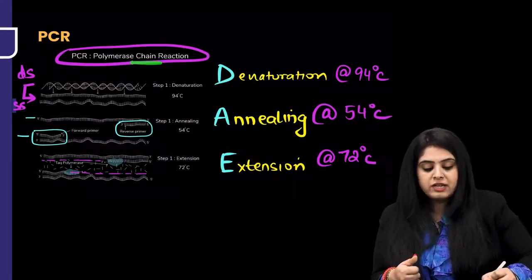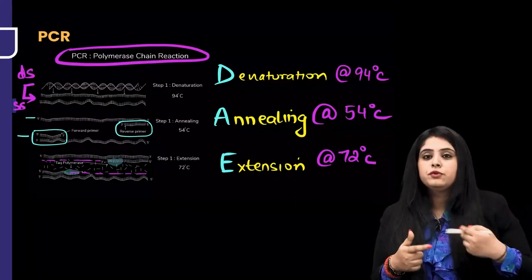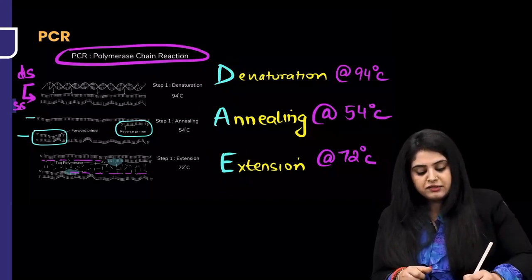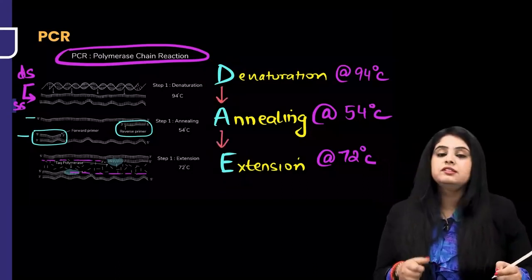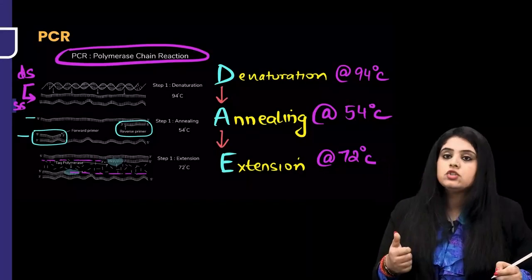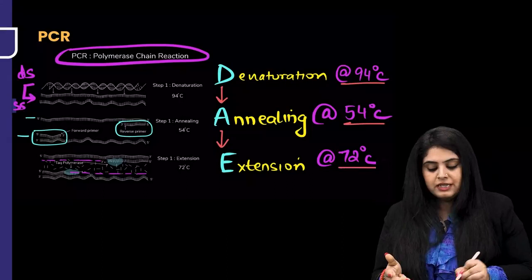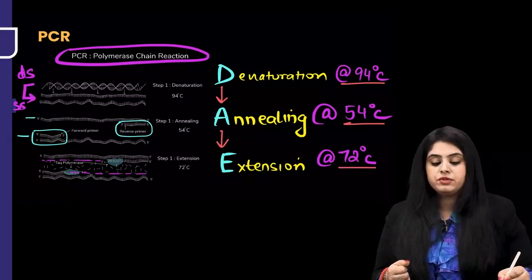That is what is a chain reaction. From 1 to 2, 2 to 4, you are increasing. So how are you increasing? This step, this process has to be mucked up. Do not mess up on this. DAE: denaturation, annealing and extension. 94 degree, 54 degree, 72 degree. Very, very important that you have this.